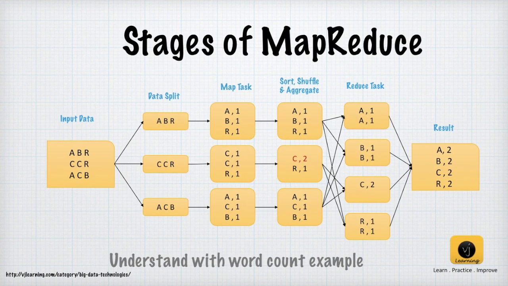Moving on, same stages. I'm trying to explain it with a different example. Let's understand with the word count here. Word count is a very simple example, and if you look at it here, I'm trying to count the number of characters in this word. So this is ABR, CCR, and ACB, and the input data gets split. In this case, the split records will be by line, so it got split into 3 records, and each mapper will actually start counting it.